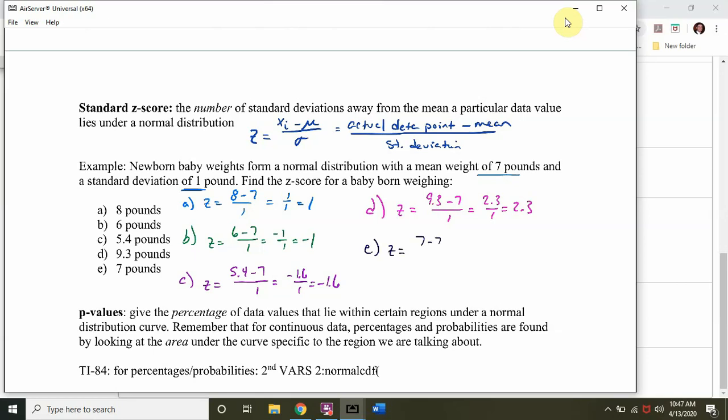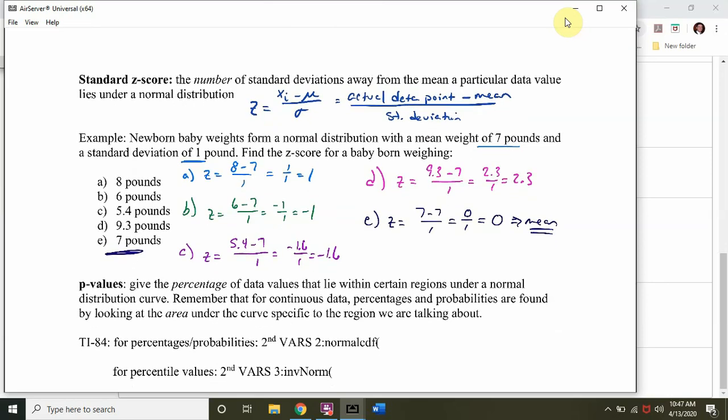Our weight minus average over standard deviation, well, that comes back 0. So a z-score of 0 means that that was equal to the mean value. Okay, a baby that weighed 7 pounds was exactly average weight. Okay, so those are the z-scores.